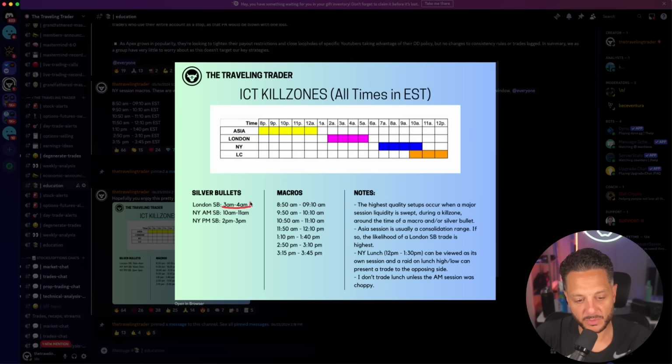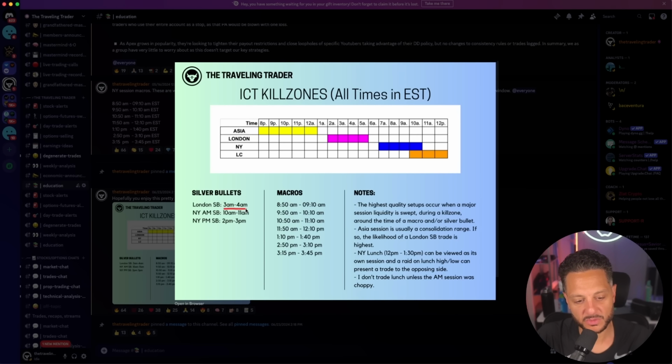The theory behind silver bullets is that during the silver bullet windows, there will be at least one optimal trade that will give you a 2-to-1 setup for a certain number of points. You will get an optimal setup between these silver bullet timeframes.